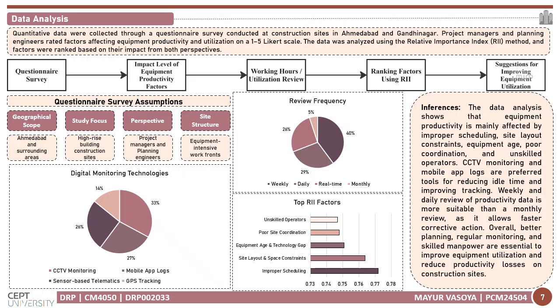Their responses help in understanding the practical factors affecting productivity from a contractor-side perspective. The survey used a 1 to 5 Likert scale. In this scale, 1 represents very low impact, 2 low impact, 3 moderate impact, 4 high impact, and 5 very high impact. This helps convert experience-based opinion into measurable data.